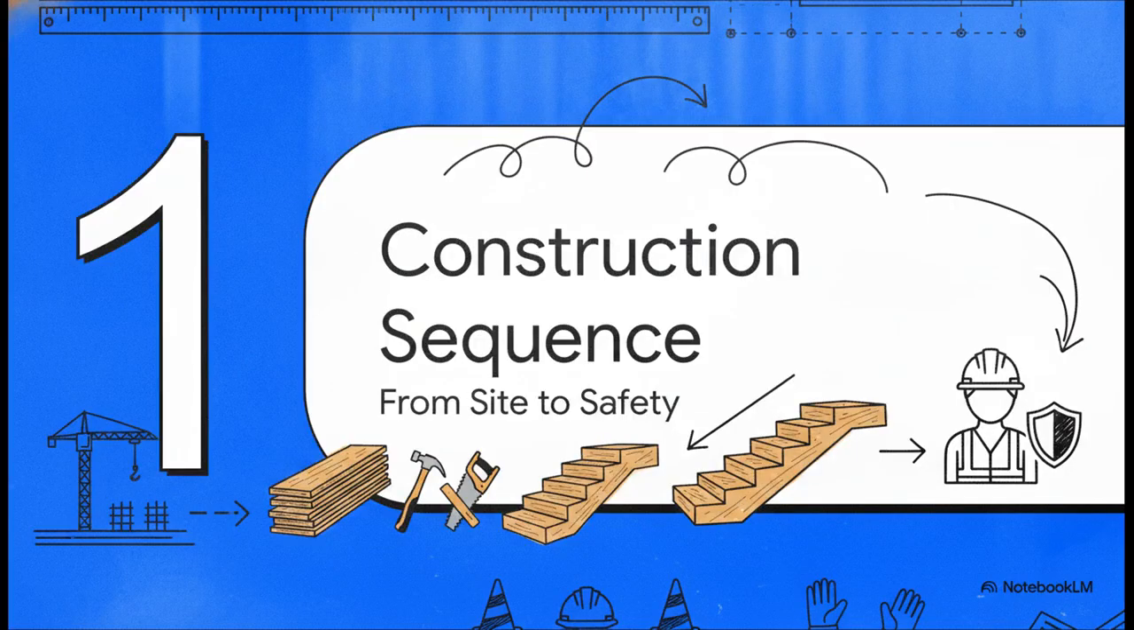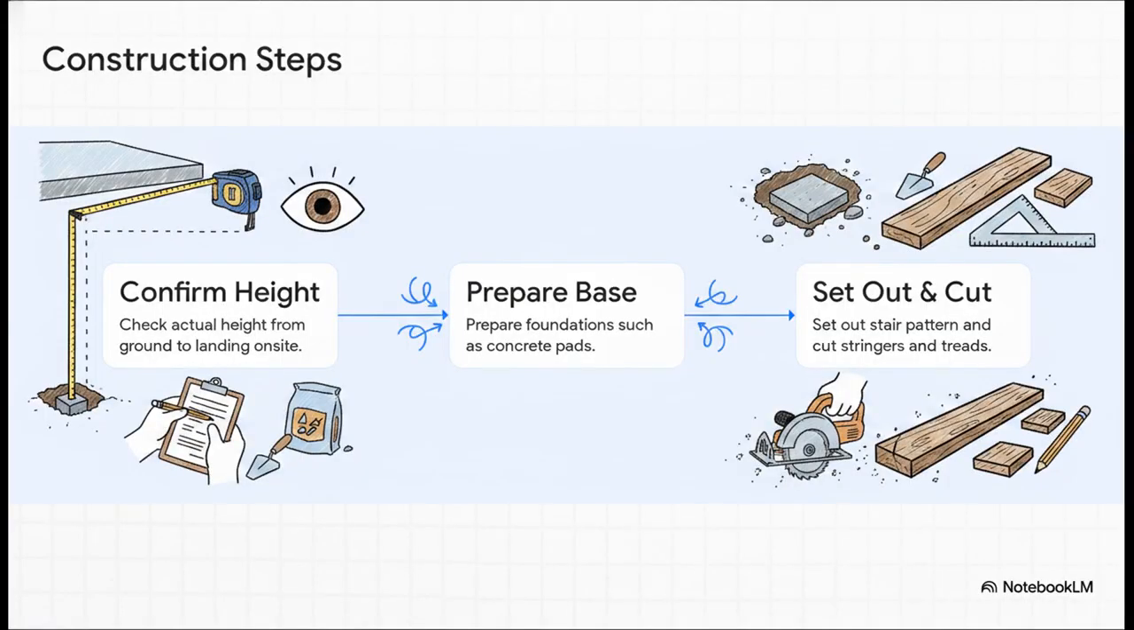All right, Section 1, Standard Stair Construction Sequence, moving from the site to safety. Listen, following a strict chronological sequence is absolutely crucial on a build. If you do things out of order, you're literally just costing yourself time and materials. For most external builds, it breaks down into 3 core steps.